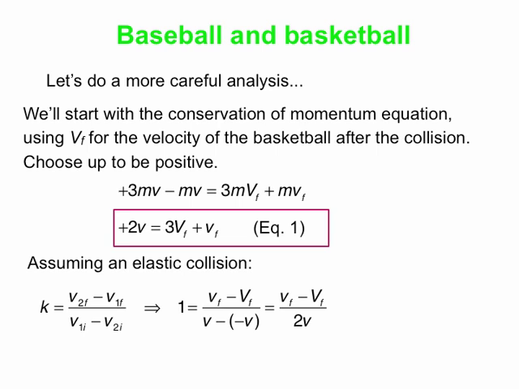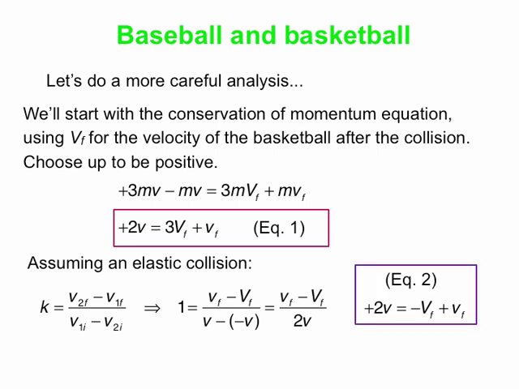V2I, the baseball's initial velocity just before the collision. I really should say the baseball's velocity just before the collision. So then it is minus V because it's going down. So we get V, basketball's velocity, minus minus V, which is the baseball's velocity. So we get vf minus big VF over 2V, which you can rearrange to plus 2V equals minus VF plus vf, and we'll call that equation 2.